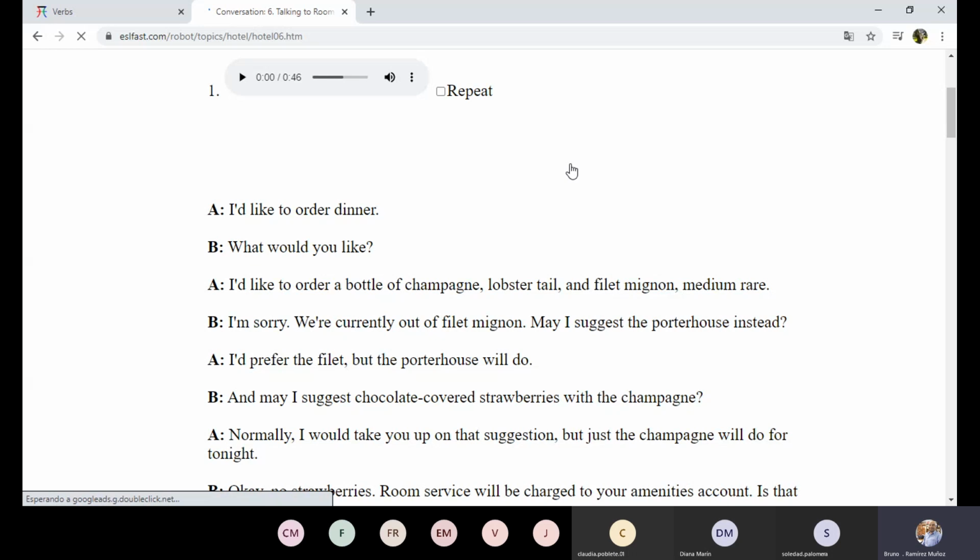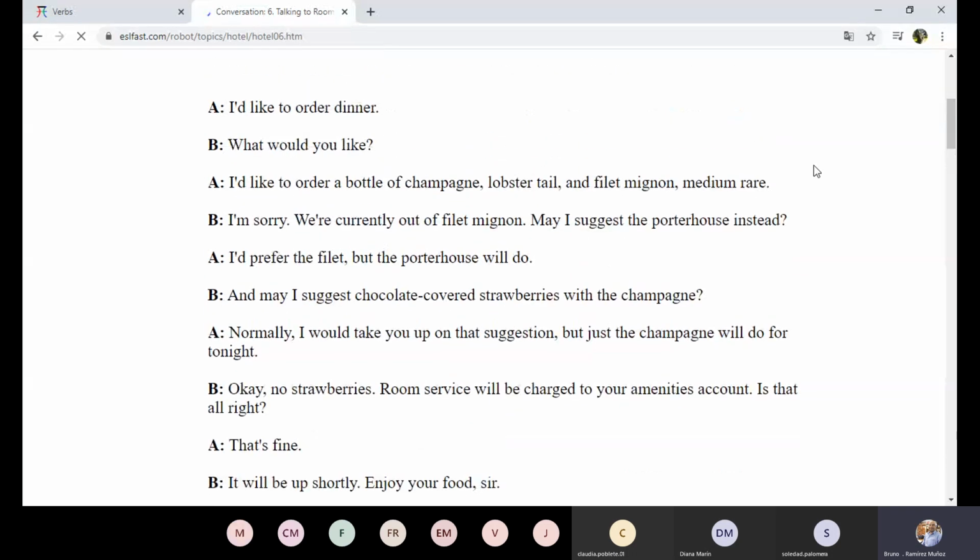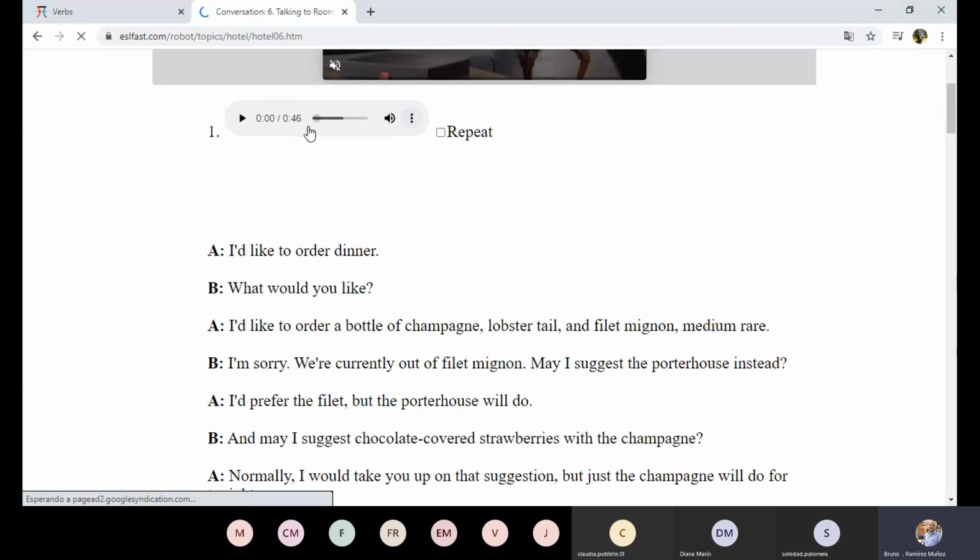Okay. So it's quite a short dialogue. There are many. I guess we're going to choose the first one, okay? Let me know if you can hear the dialogue.